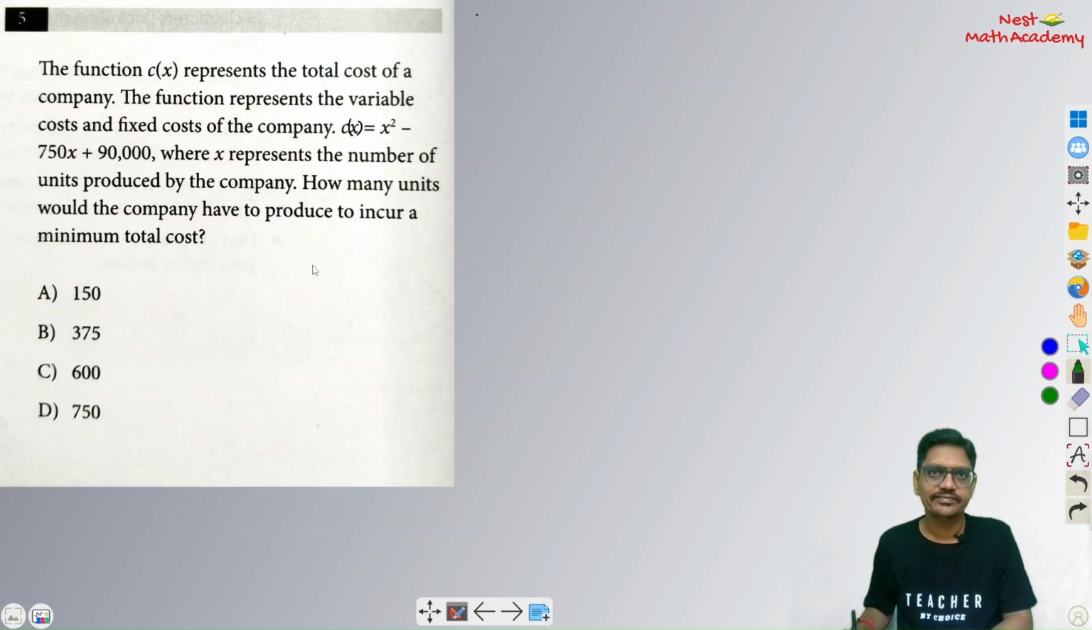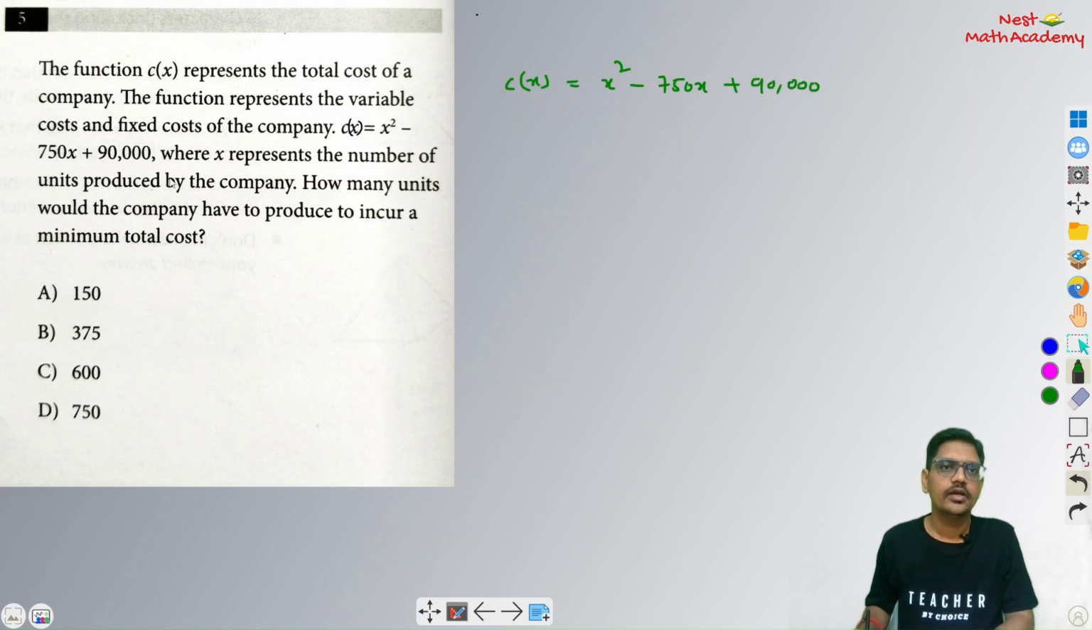Question number 5. The function C of x represents the total cost of a company. The function represents the variable cost and fixed cost of the company. C of x is equal to x squared minus 750x plus 90,000, where x represents the number of units produced by the company. How many units would the company have to produce to incur a minimum total cost?